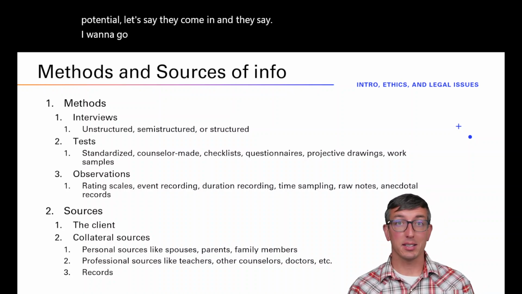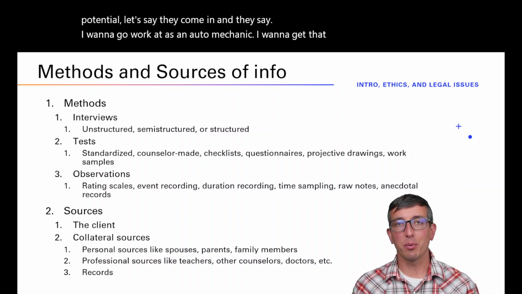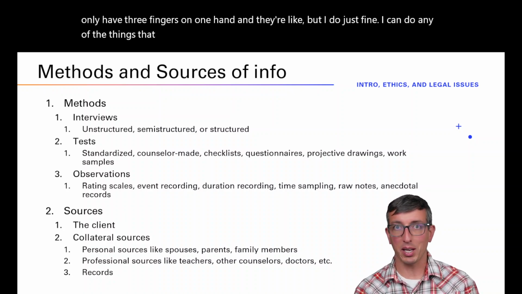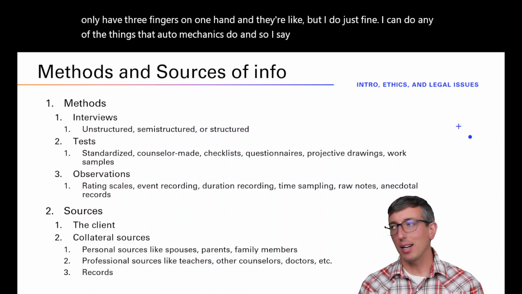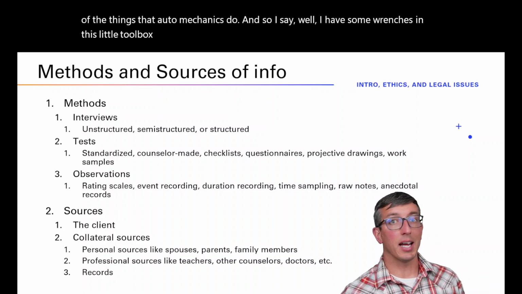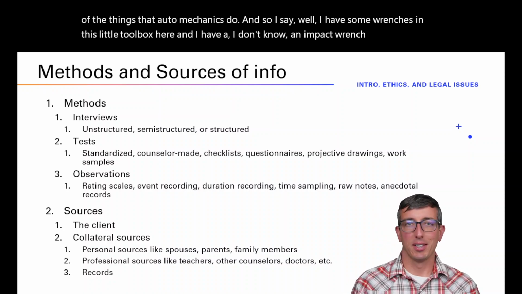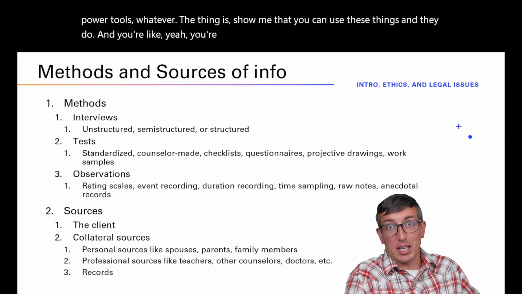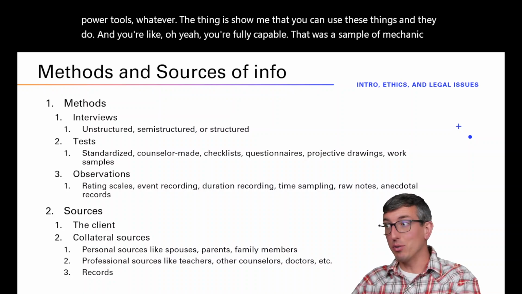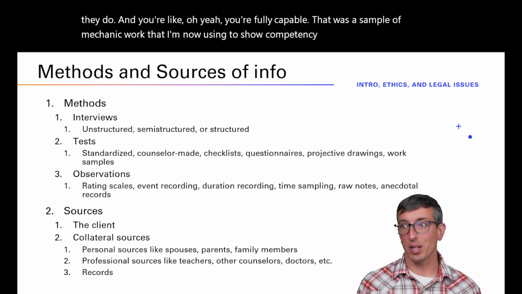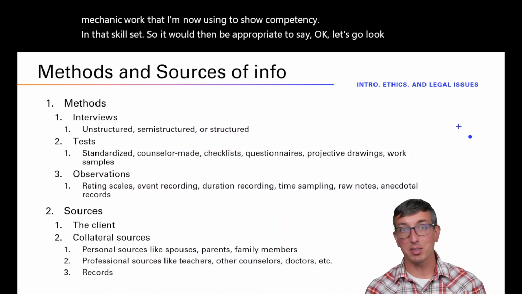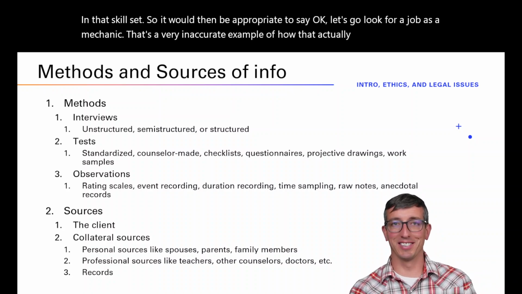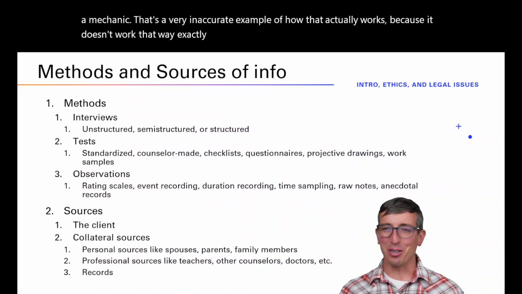I want to go work as an auto mechanic. I want to get that job. And you're like, well, you only have 3 fingers on one hand. They're like, yeah, but I do just fine. I can do any of the things that auto mechanics do. And so I say, well, I have some wrenches in this little toolbox here, and I have an impact wrench, and I have some power tools, whatever the thing is. Show me that you can use these things, and they do, and you're like, oh yeah, you're fully capable. That was a sample of mechanic work that I'm now using to show competency in that skill set. So it would then be appropriate to say, okay, let's go look for a job as a mechanic. That's a very inaccurate example of how that actually works, because it doesn't work that way exactly. But you get the idea, hopefully.